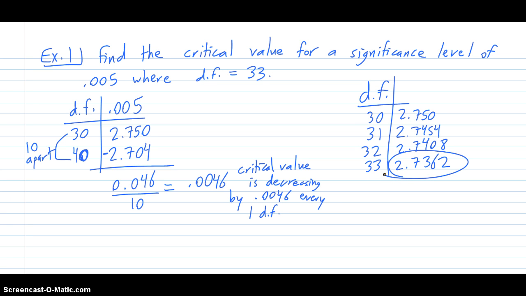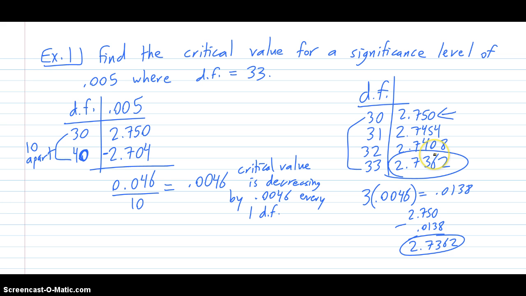So then you would say reject if t is bigger than 2.7362 or smaller, depending on if you're dealing with the negative. Okay? Another way you could do this is you could say, well, how many degrees of freedom difference is there between 30 and 33? Well, there's 3, right? If you subtract them, there's 3. So you can take 3 times this difference, right? Because you're subtracting 3 of those, basically. That'll be, what, 0.0138? And then take 2.750, which is what it is at 30, minus that 0.0138, and you get 2.7362. Either way you want to do it.